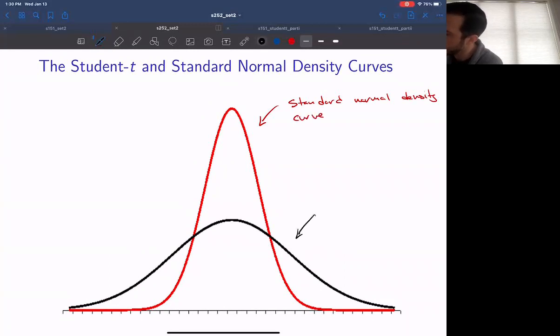And the black curve here is the student's t curve at a low degree of freedom.